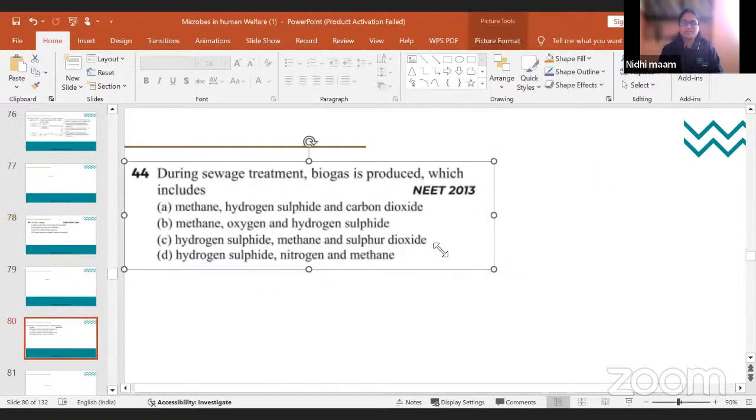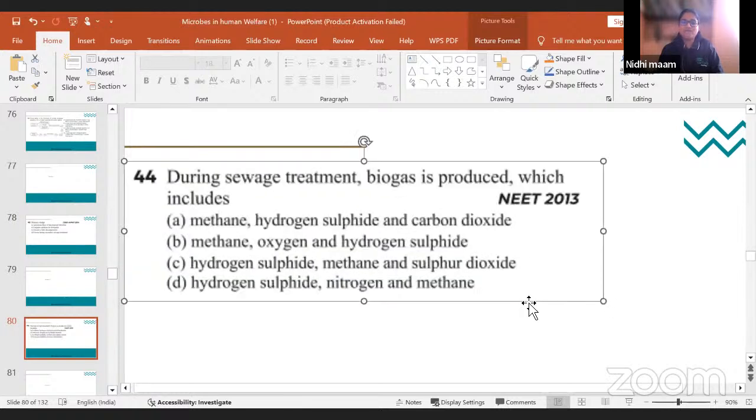Next question. During sewage treatment, biogas is produced, which includes what gases in biogas? A. Methane, hydrogen sulfide and carbon dioxide. B. Methane, oxygen and hydrogen sulfide. C. Hydrogen sulfide, methane and sulfur dioxide. D. Hydrogen sulfide, nitrogen and methane.